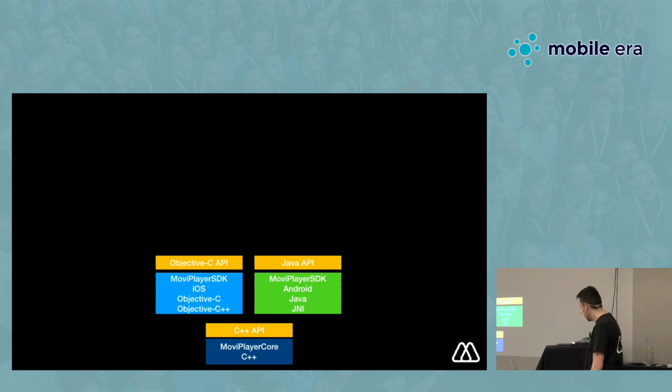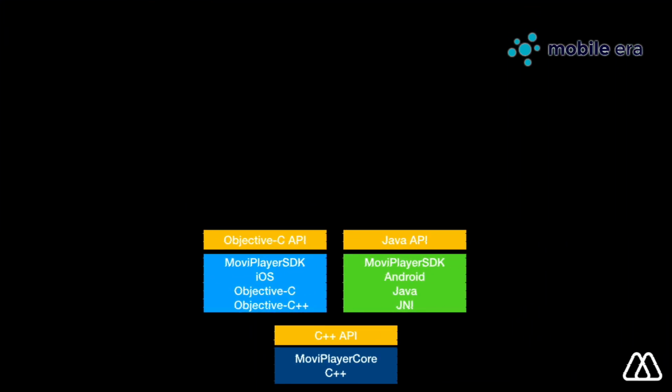Okay, so first of all, this is what we started off with. We have something we call Movi Player Core, which is written in C++. We started off having a C++ API, if you could even call it that. It was just C++ classes, basically. We had some really nasty Objective-C++ to tie this together on iOS, and the same in JNI on Android. Well, what we found is that if your target platform couldn't interop with C++, then we were really stuck. We couldn't get anywhere.